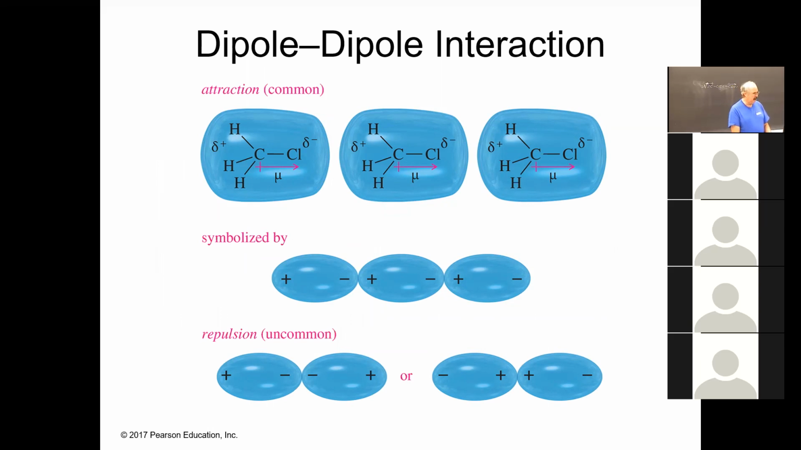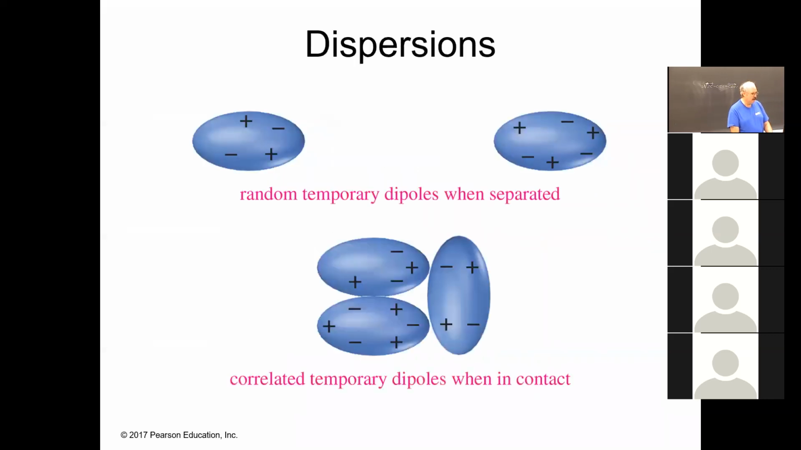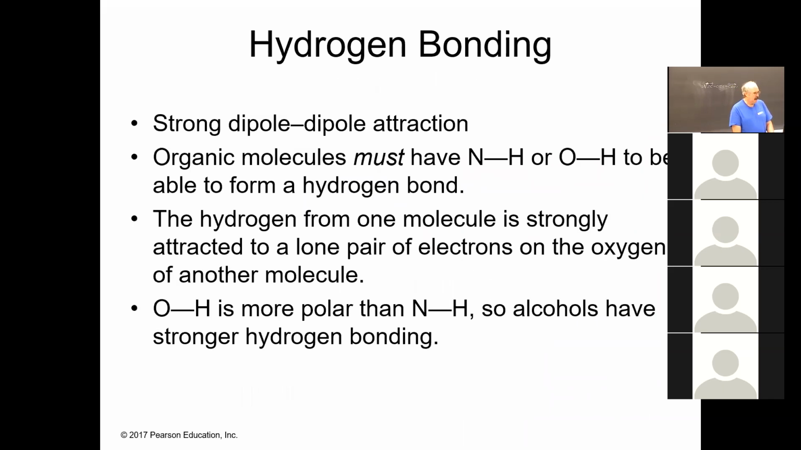In dipole-dipole interactions, a good example here is chloromethane. These molecules behave like little bar magnets. I'm going to move along here quickly. London dispersion forces involve a temporary dipole. This is the main attractive force between nonpolar molecules. Branching lowers the boiling point because there's less surface area in contact. For hydrogen bonding to occur, you have to have an N-H or an O-H bond. This is an especially strong type of intermolecular force.